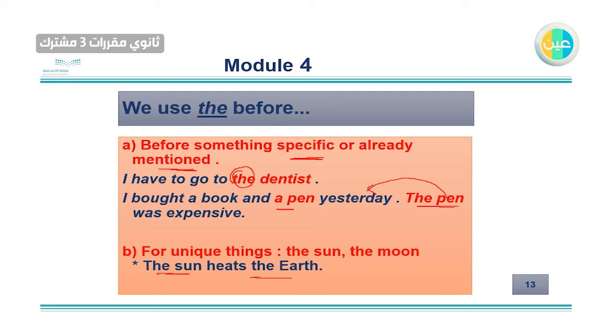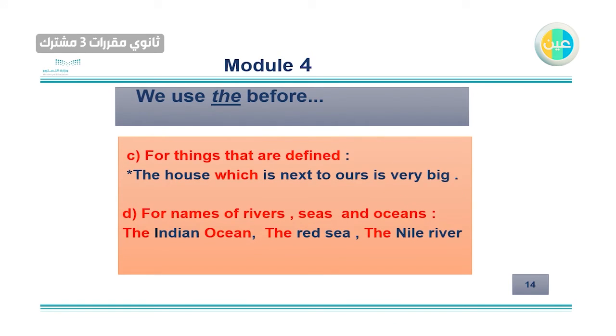We use "the" also for things that are defined, okay? How? By using "who" or "which" and so on. So when I say "house," I say "the house." Why do I say "the house"? Because I define it with this clause: the house, which is next to ours, is very big. Or for names of rivers, seas, and oceans, like the Indian Ocean, the Red Sea, the Nile River.